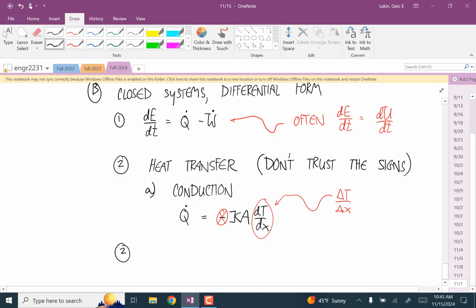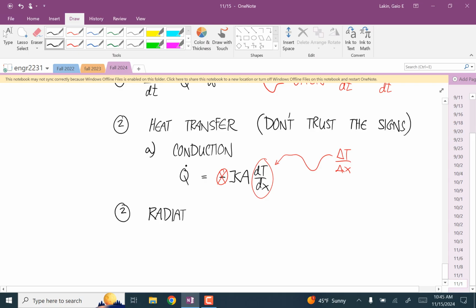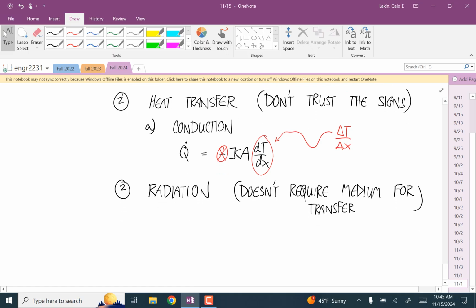Next is convection, no, radiation. This doesn't require a medium, so that makes it special, different from the other two. It doesn't require a medium for transfer. And there's two forms of this equation. The first one says Q dot emitted is equal to the emissivity times the Stefan-Boltzmann constant times the surface area of the material times temperature to the fourth. This one by itself is not useful in the first law. This is just telling you how much heat something's losing, not how much net heat it's gaining or losing.